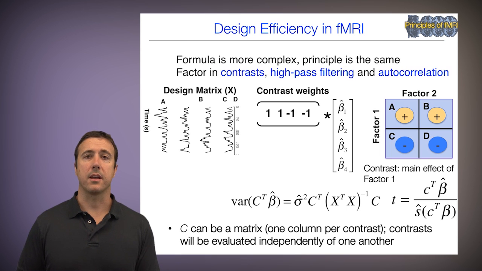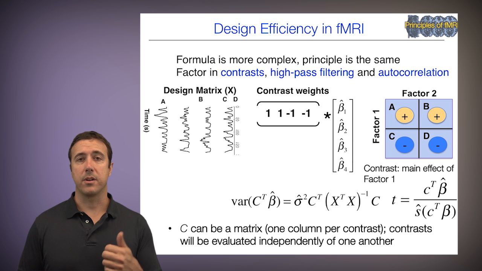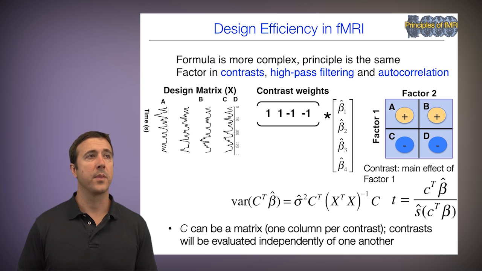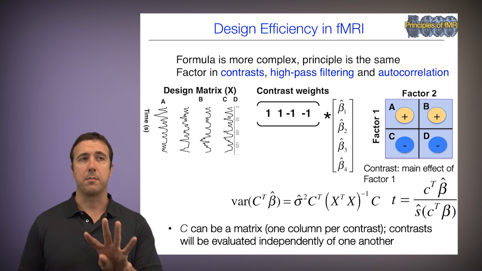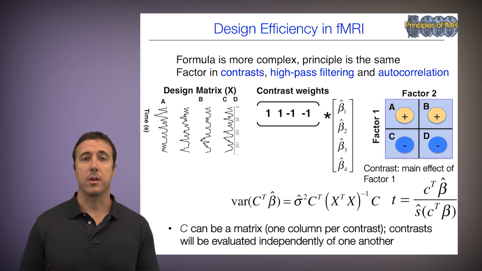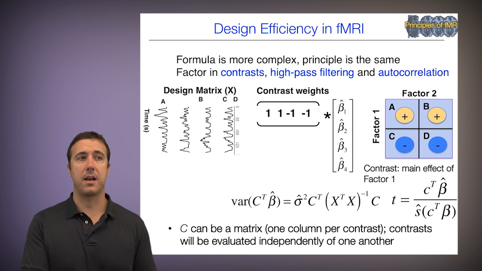So in an fMRI setting, it's a little bit more complex, but the principle is exactly the same. We have to factor in contrast, high-pass filtering, and autocorrelated noise in the scanner. So now we'll take our 4-column design matrix and we'll multiply it by contrast weights, 1, 1, -1, -1, we'll multiply the parameter estimates by those, and that's equivalent to doing a main effect of factor 1 in this 2x2 factorial design. So that's from the previous class.